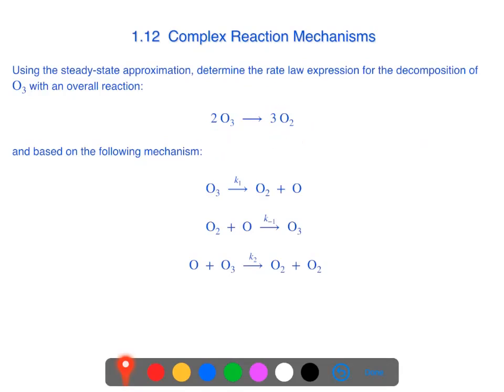And this overall reaction is based on the following mechanism, where we have 3 steps: ozone decomposing to give us O2 and atomic oxygen, the reverse of that reaction, which is O2 and atomic oxygen reacting to give us ozone, and a third step, which involves atomic oxygen with ozone to give us 2 equivalents of O2. So let's look at the steady state approximation and come up with a rate law expression based on this complex reaction mechanism.